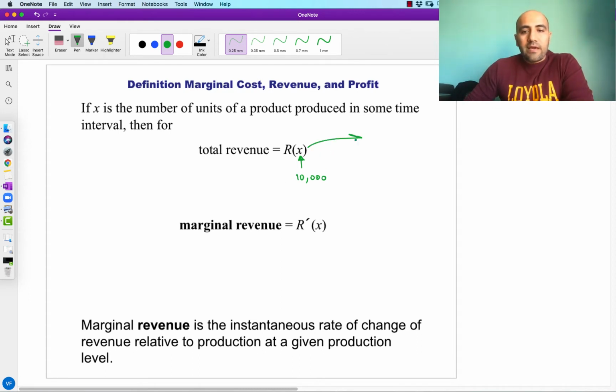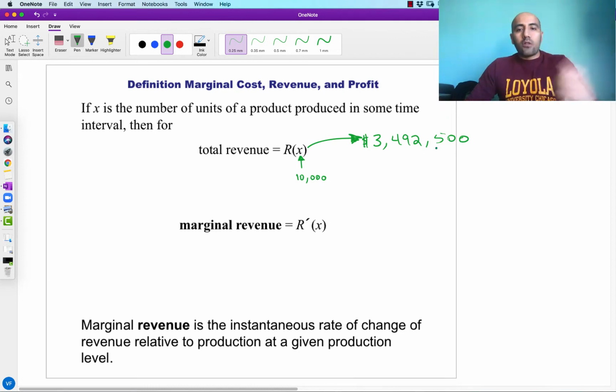So, just making up numbers, maybe after I sell all 10,000 of them, maybe my total revenue is $3,492,500. Just a random number I made up, right? Just to have something concrete to look at. If I sell 10,000 bicycles, my total revenue collected is this amount, right? The total amount collected at the register is the revenue. And the marginal revenue is the first derivative of that.